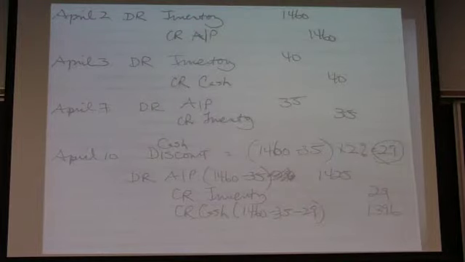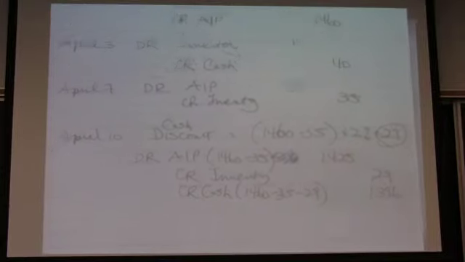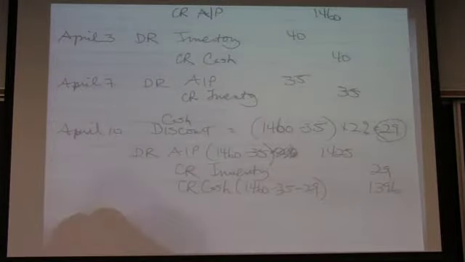On April 13th, they bought tennis shoes from Nike Sports for $460. So let's write that down as a transaction. Purchased, so debit inventory.